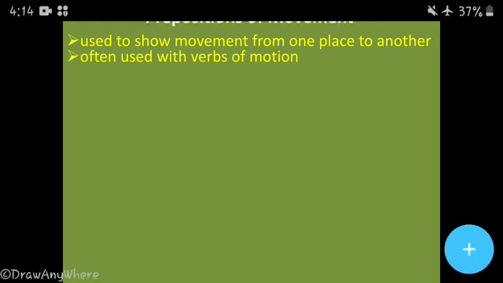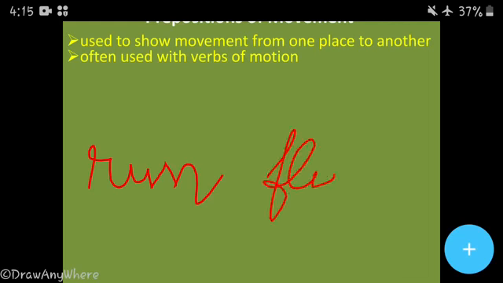For example, if I take a word, run, can you imagine a person standing at the same point can run? Never. Take one more word, fly. Can a bird fly remaining at the same point? No. So these two words, run and fly, are called verbs of motion.